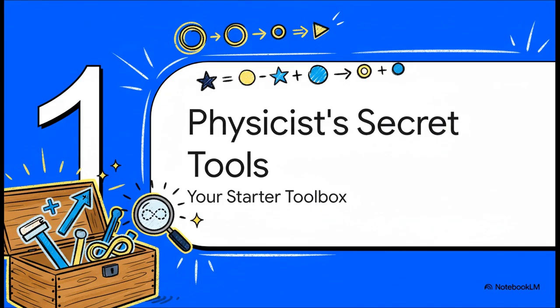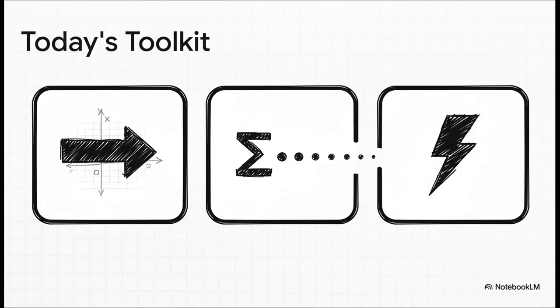We're going to start with 3 tools that are foundational, but also incredibly powerful. You're going to see these things pop up over and over again. So, what's on the agenda? First up, we've got the vector, which is perfect for anything that has a direction. Then, the infinite sum for tackling problems that seem to go on forever. And finally, the binomial approximation, a seriously powerful shortcut.